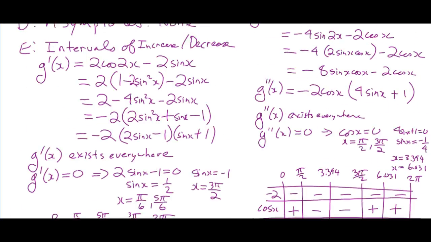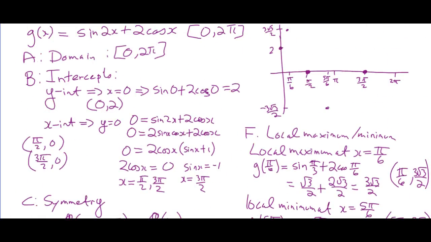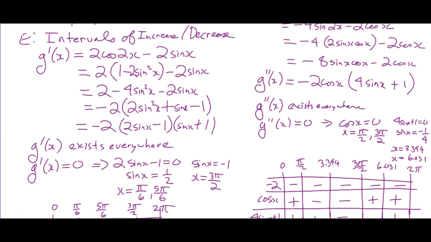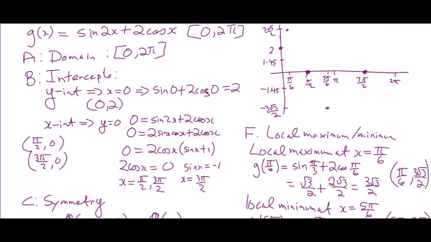So did they give us a value for the original function at 3.394 and 6.031? Yes? No? What is that value? G of 3.394 is about negative 1.45. Okay, so let's go negative 1.45, and then I think it's just 1.45? Okay, so where does the 3.394 come in? It's between pi over 2 and 3 pi over 2. So it's bigger than pi, right? So that'll be slightly bigger than pi.